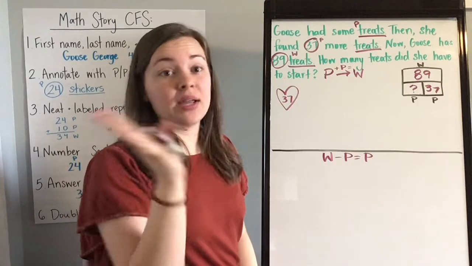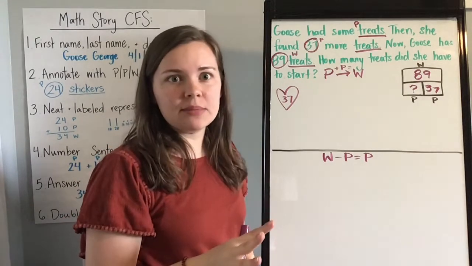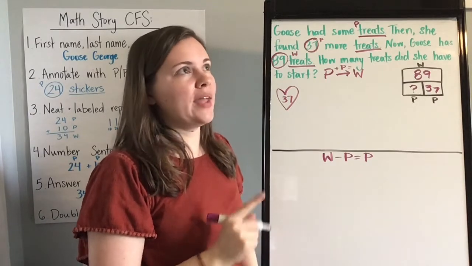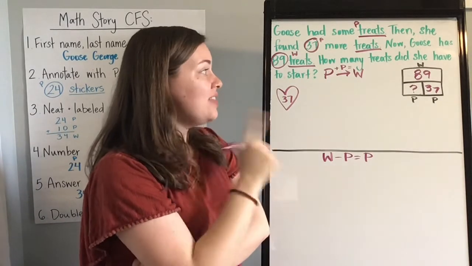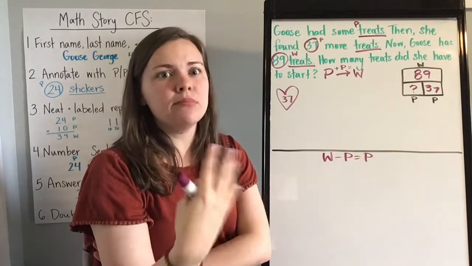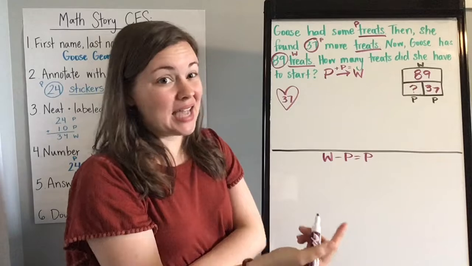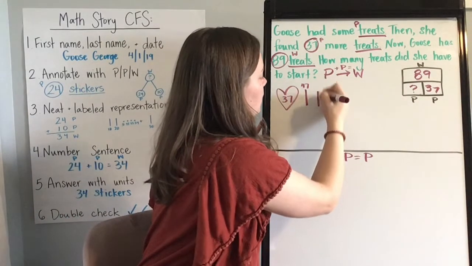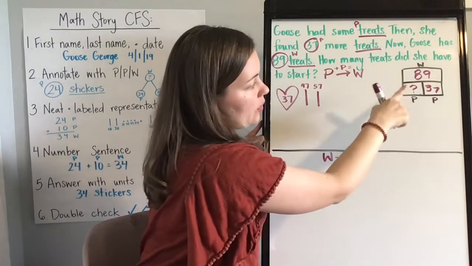I know that it would take way too long and I would probably make some mistakes if I decided to start counting on by ones. So let me think of a way that I know how to skip count. I think because I'm going from 37 all the way to 89, it'd be most efficient if I counted by tens. So let's try that. Now I'm at 47, 57, I need to keep going until I get to 89.